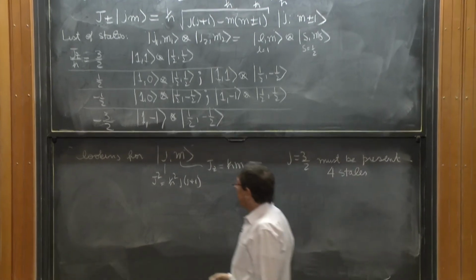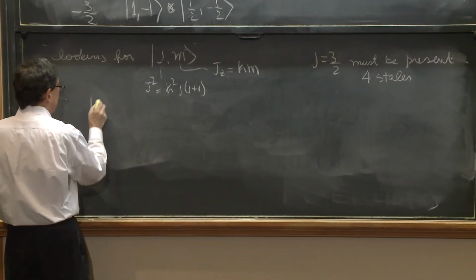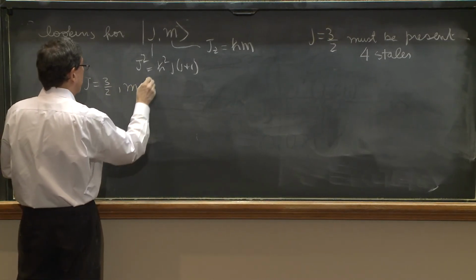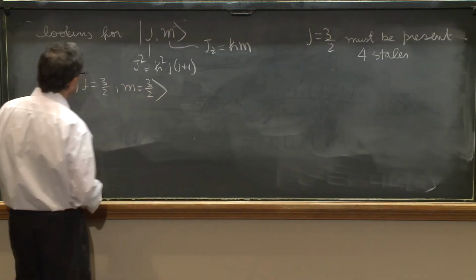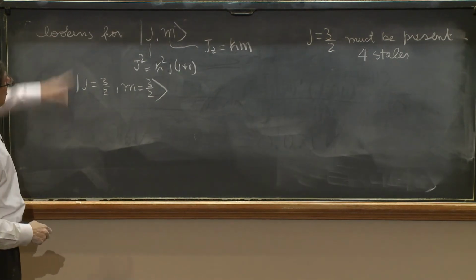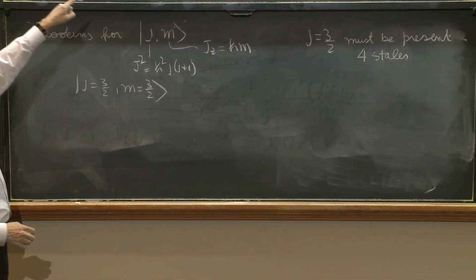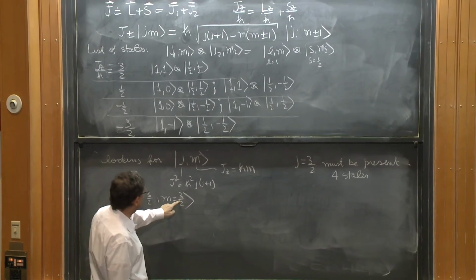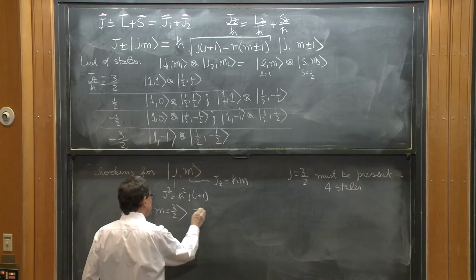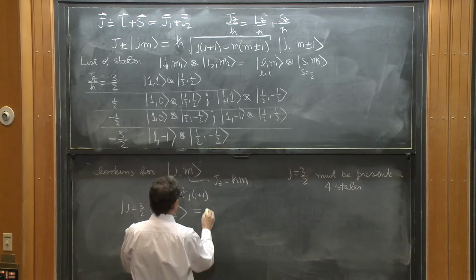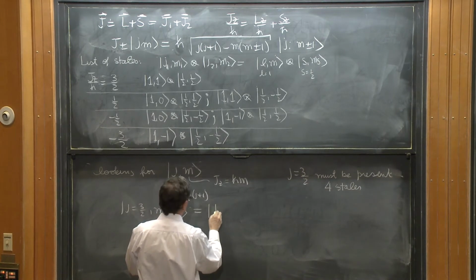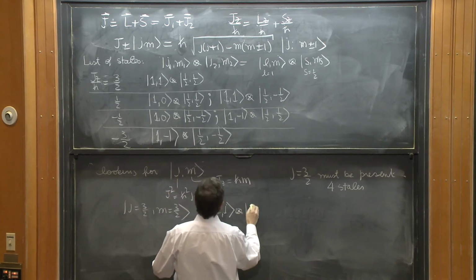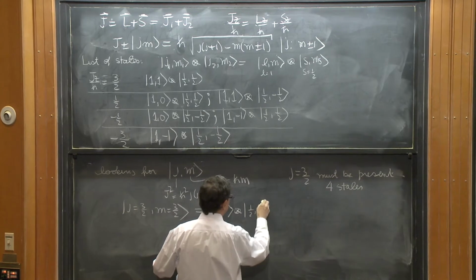Now, the state j equal to 3/2 and m equal to 3/2 — the only state that it can be is the top state, because it's the state that has Jz equal to 3/2 h bar. So this state must be the state 1, 1 tensor 1/2, 1/2.